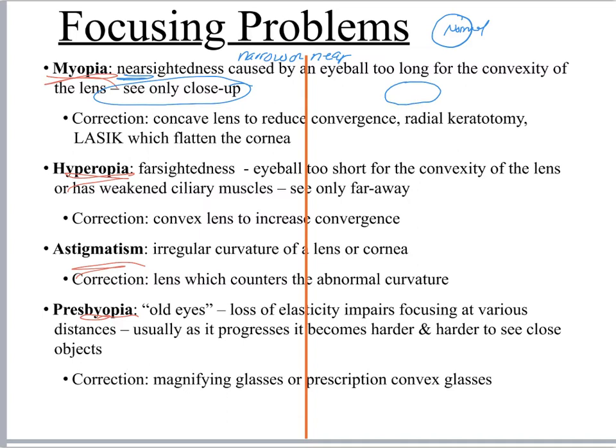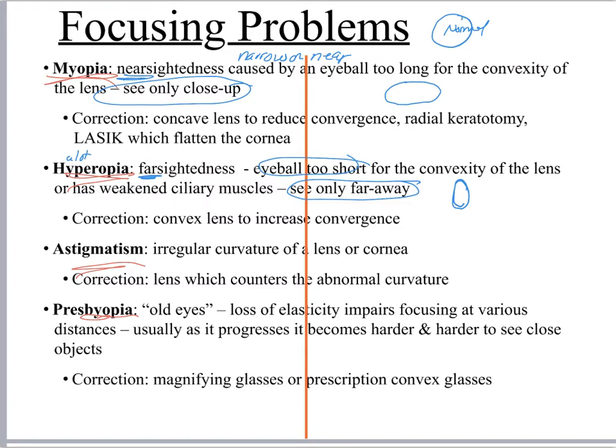Hyperopia, hyper is like a lot. It's an intensity, so these people have better far vision, so they are far-sighted. So you can see far away really well, but not so close. Now, this one, the eyeball is too short, so it's more like that in shape.